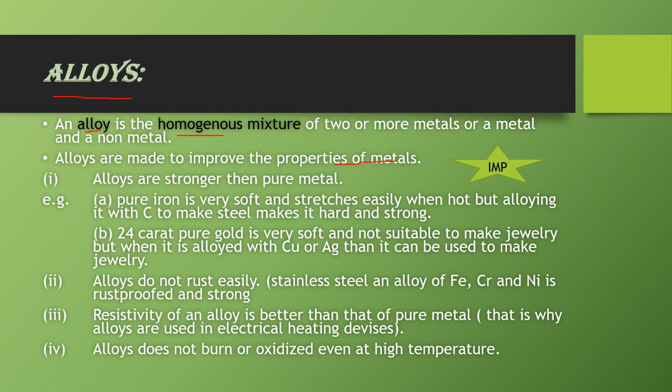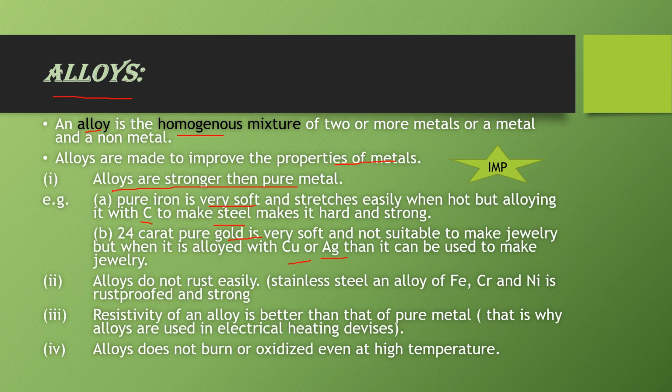So the first property is alloys are stronger than pure metal. For example, pure iron is very soft and stretches easily when hot. But if we alloy it with carbon to make steel, then it becomes hard and strong. Secondly, 24 karat pure gold is very soft and not suitable to make jewelry, because if you make jewelry, it will be easily deformed. So it is alloyed with copper or silver, then it can be used to make jewelry easily.